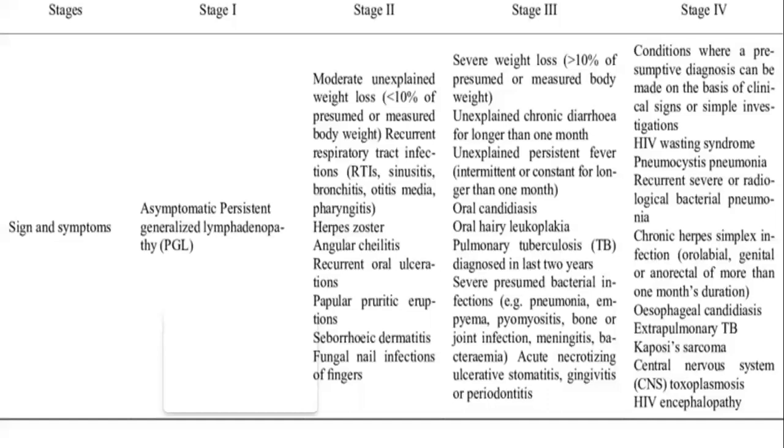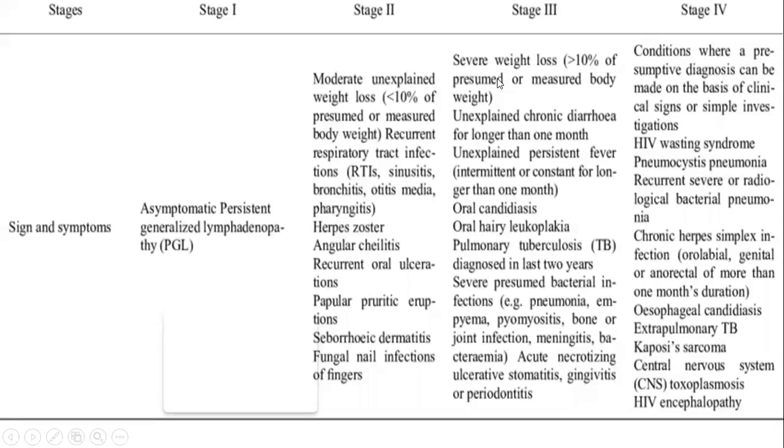Now the next thing we have to know is there are 4 clinical stages of HIV infection, starting from stage 1 to stage 4. There are 2 staging systems actually. One is WHO staging and another one is CDC staging. This is the WHO staging. Stage 1 is an asymptomatic patient, or he may have PGL. PGL is persistent generalized lymphadenopathy. I'll deal with this later also. Stage 2 contains some other infections. You can read this list later. The important ones are herpes zoster, oral ulcers, papular pruritic eruptions, seborrheic dermatitis, nail infections, and recurrent respiratory tract infections.